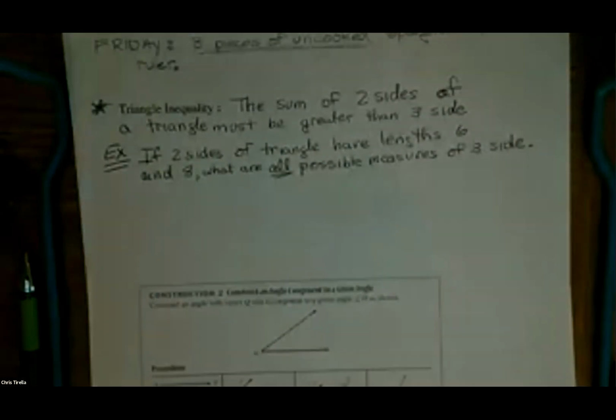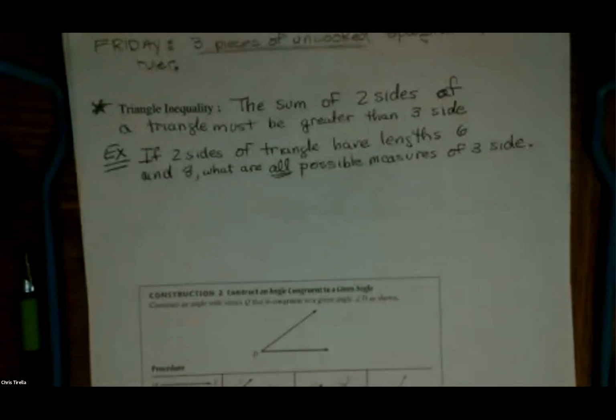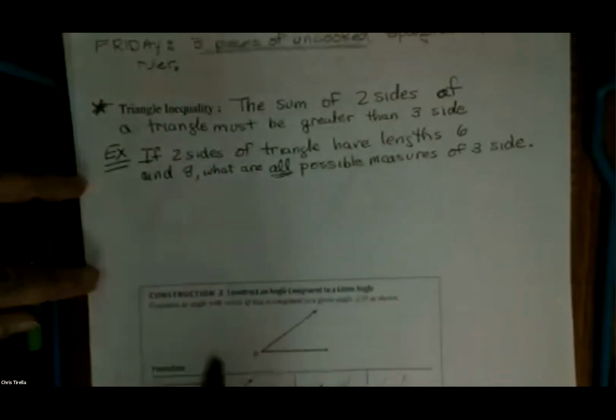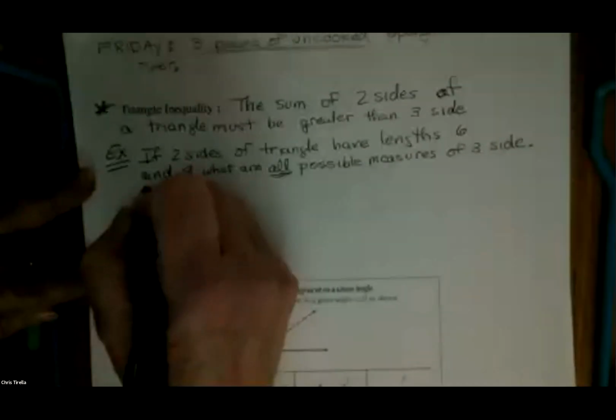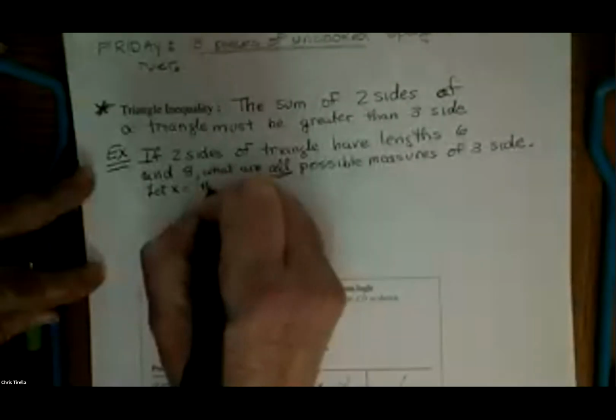And the way this is written, looking for all of those possible measures of that third side, does it make sense that I'm not just counting numbers? They could be fractions or decimals or anything in between. So here's where we need to pull on that algebra we developed in chapter 8. I'm going to let x equal the third side.